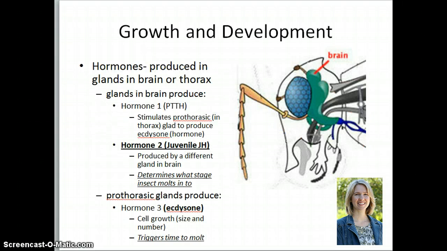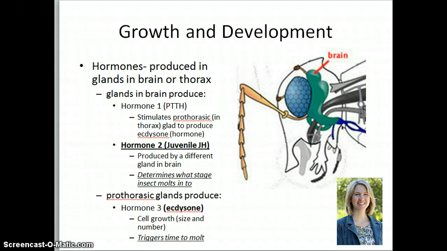The hormones, simply put, are what are responsible for helping the insect change in form and also grow. There are two main areas where the insect hormones are produced, either from glands in the brain or glands in their thorax. Glands in the brain will produce two hormones, either PTTH, which is a hormone that communicates with a gland in the thorax, and that gland in the thorax will then produce the hormone ecdysone.